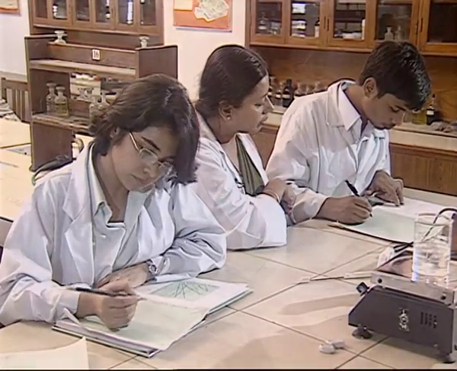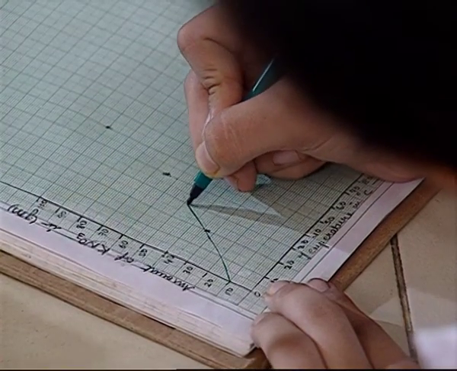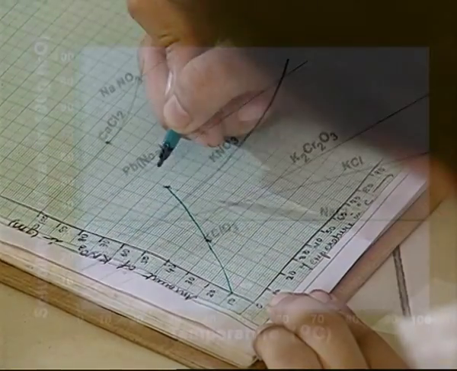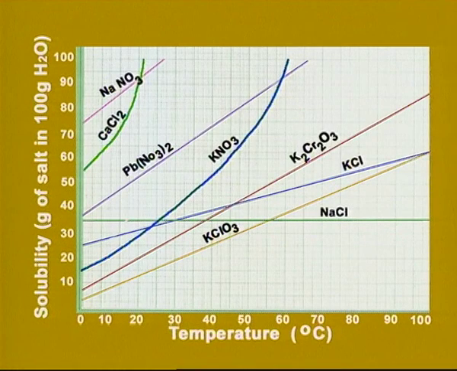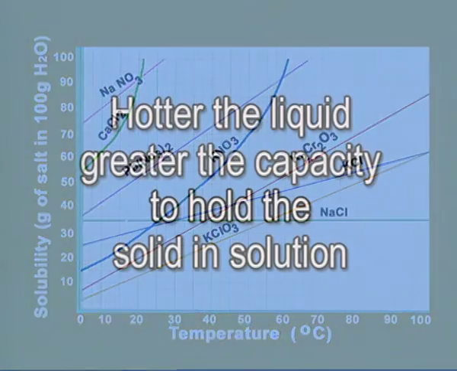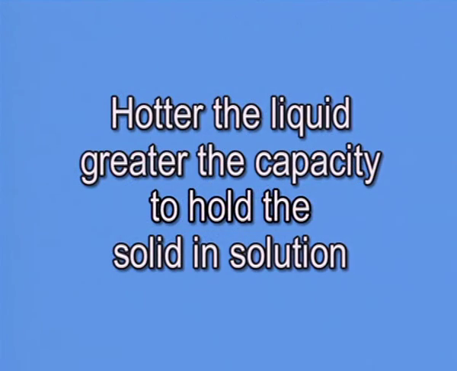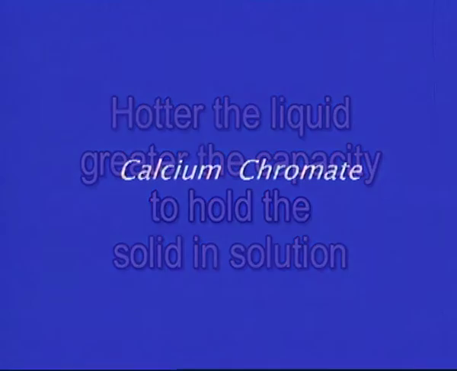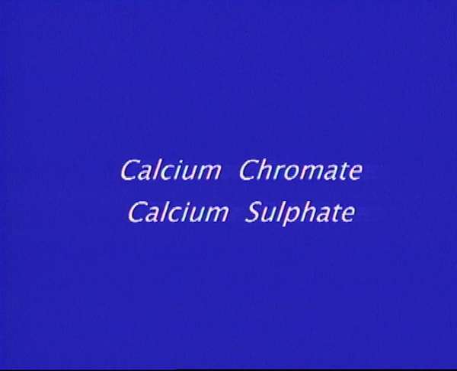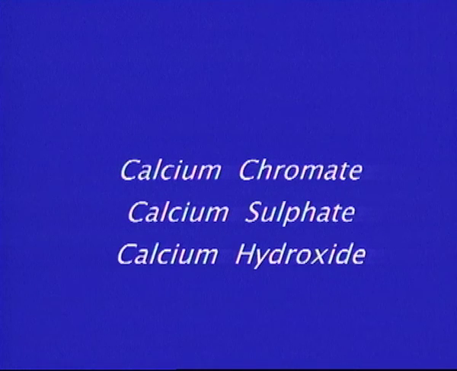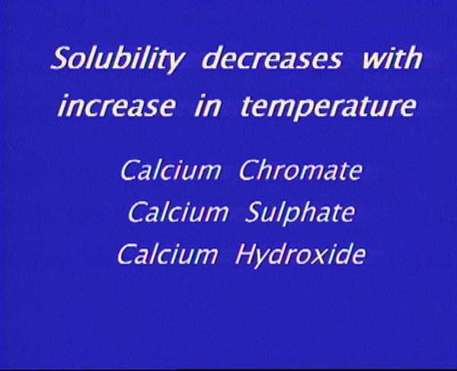Plotting the amount of solute dissolved on the y-axis and the temperature on the x-axis, we obtain the solubility curve. This graph clearly shows that a hot liquid has a greater capacity for holding the solid in solution. However, there are a few compounds such as calcium chromate, calcium sulfate, and calcium hydroxide whose solubility decreases with an increase in temperature.